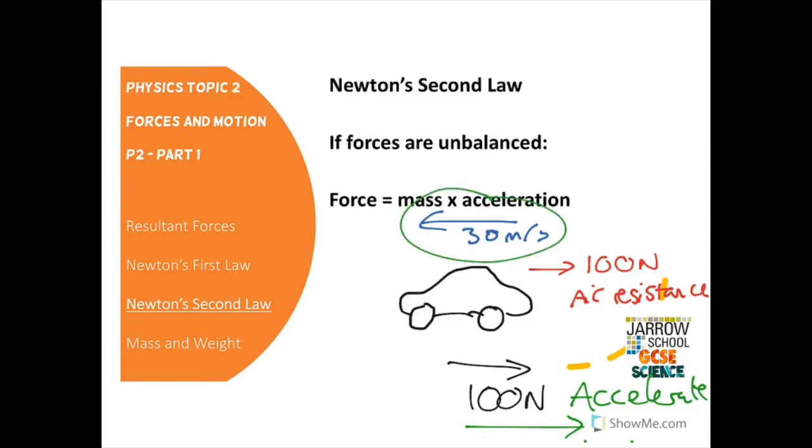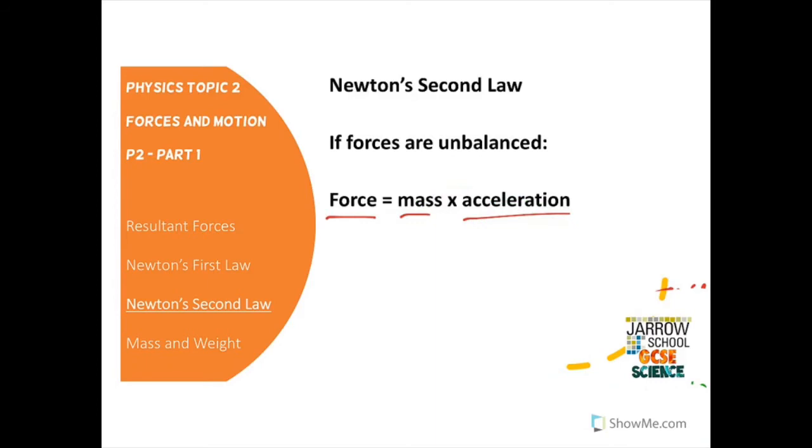If the car's moving to the left, but these forces were acting on it, it would slow down. And how much it slowed down would depend upon 2 things: how big that force is, and also how much the car weighed. So Newton's second law is often written as force equals mass times acceleration. If there is an overall unbalanced force on an object, it will accelerate, it will speed up in the direction of that force, or slow down in the direction of that force.